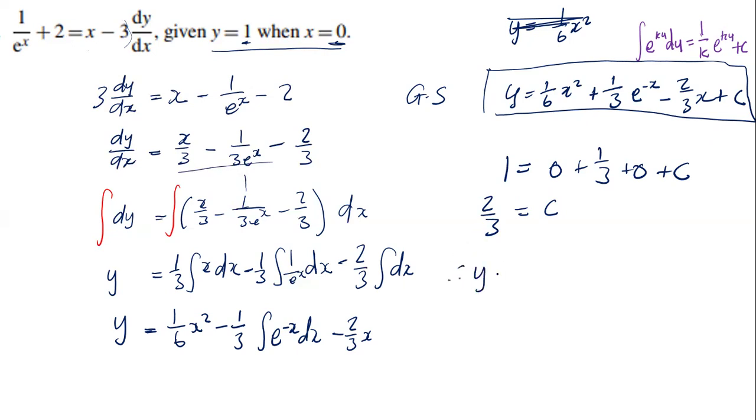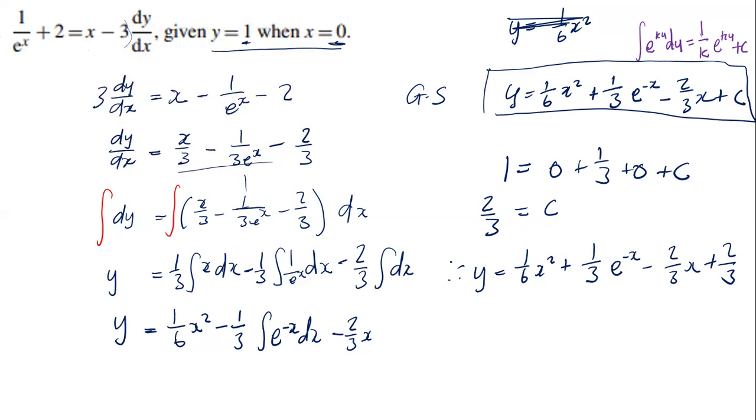Therefore, y will be equal to 1 over 6 x squared plus 1 over 3 multiplied by e to the power of negative x minus 2 over 3x, and then c in this case is going to be plus 2 over 3. And therefore this will be our final answer.